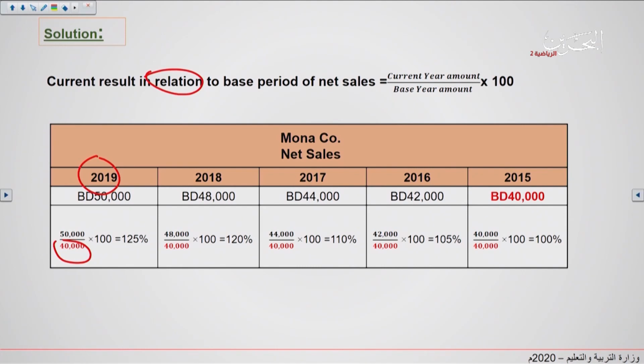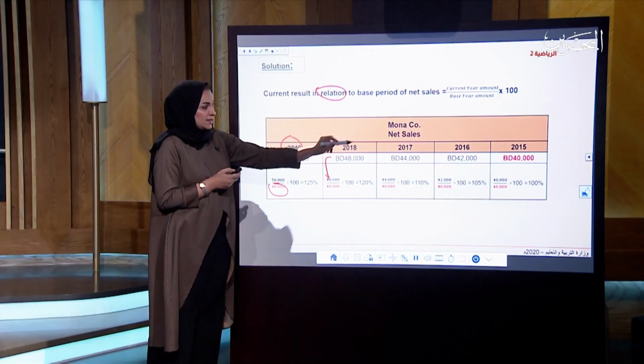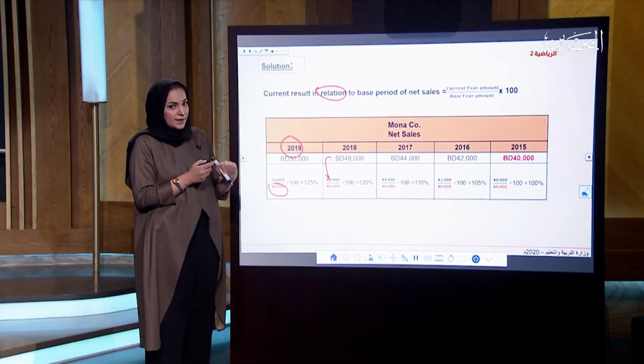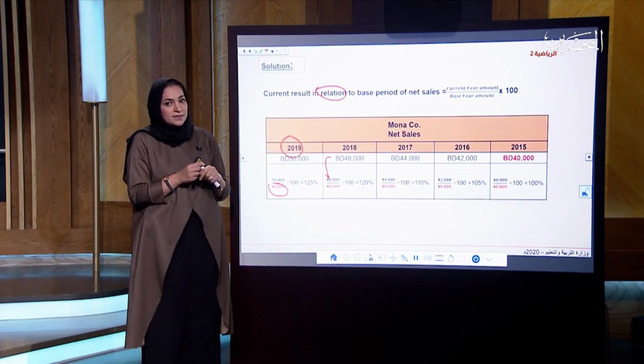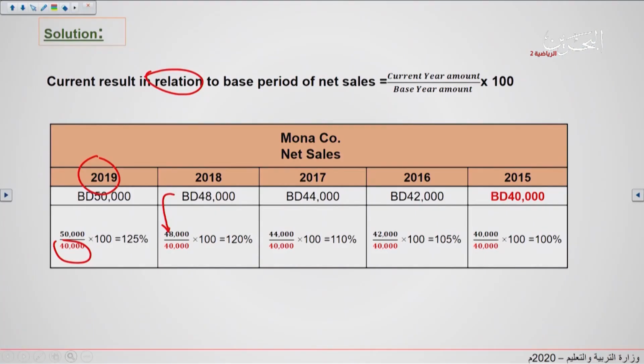The same as 2018. 2018, the current year amount is 48,000. So you just copy the number divided by the base year amount in 2015, multiply by 100 equals 120%. The same for 2017 and 2016. Okay, but for 2015, as you see, the relation is 100% because the current year amount equals the base year amount, 40,000 divided by 40,000 multiplied by 100 equals 100%.